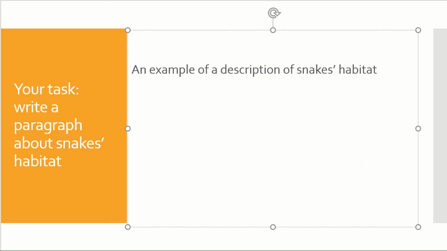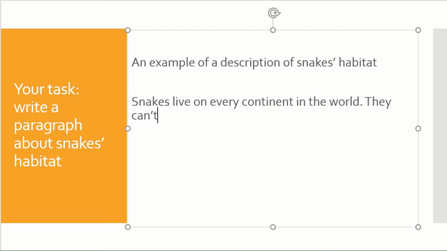Now, Mrs. Wu is going to demonstrate how to write a paragraph about a description of snakes' habitat. I would start with a topic sentence. Snakes live on every continent in the world.